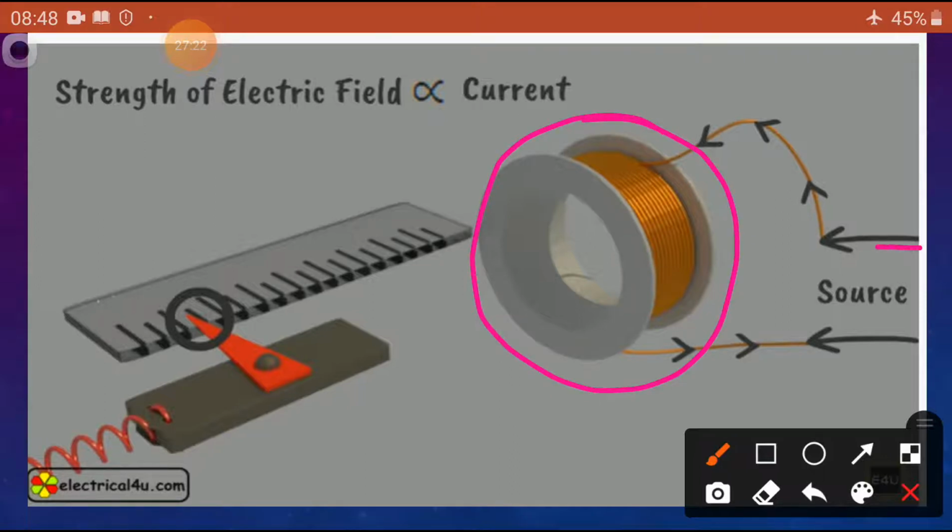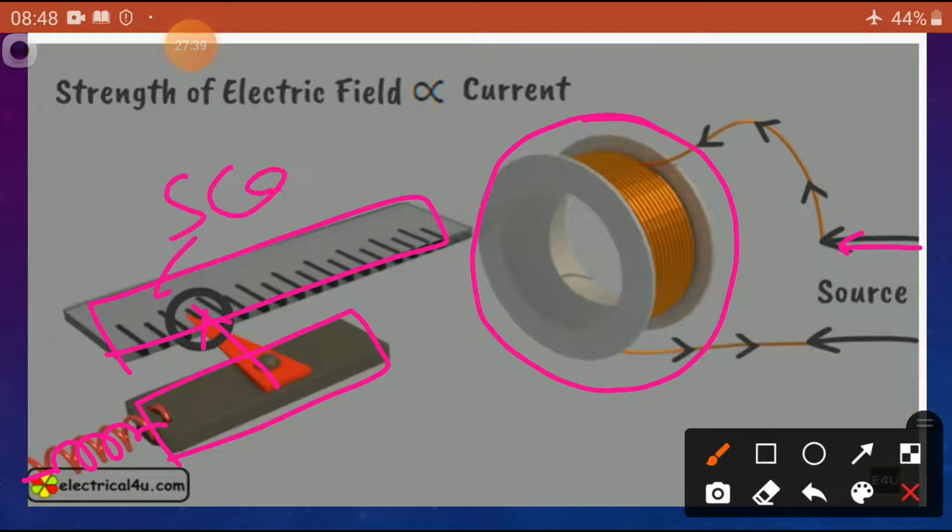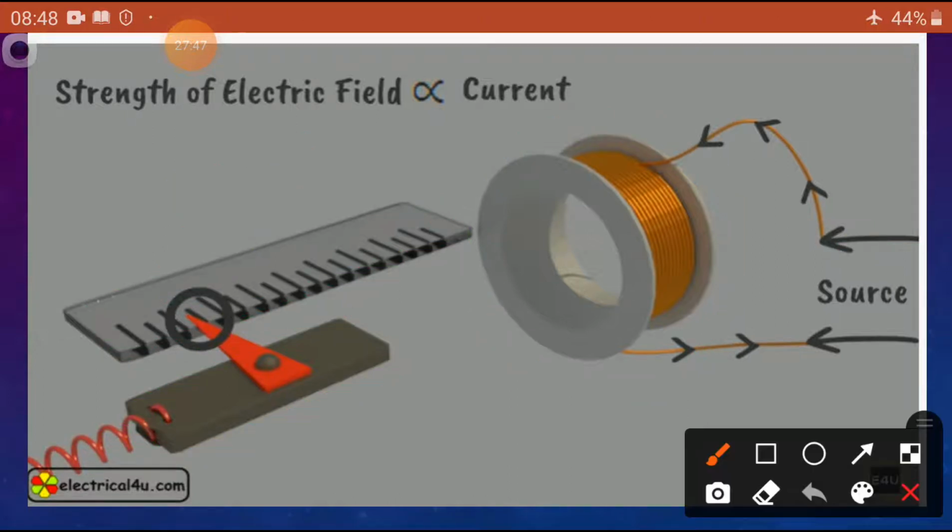When the source supply is given to this solenoid, nearby they placed one iron piece, and it is attached to some spring mechanism, and a pointer is placed here on a graduated scale. A simple understanding, but a layman can easily understand this. Now what happens when there is no current? The iron piece is away here, there is no movement because there is no magnetic field.